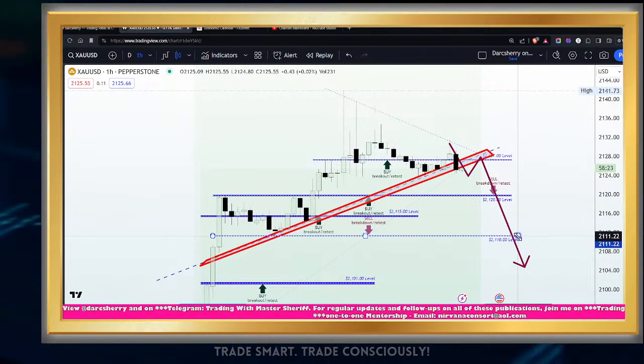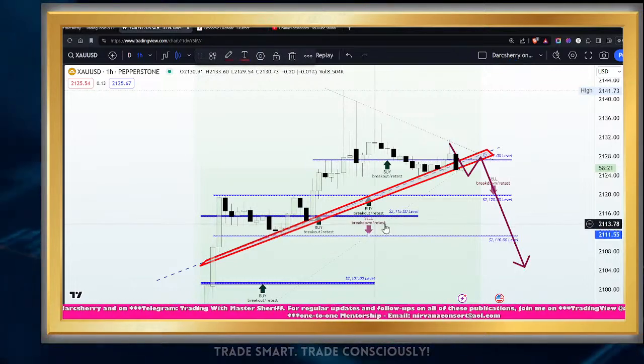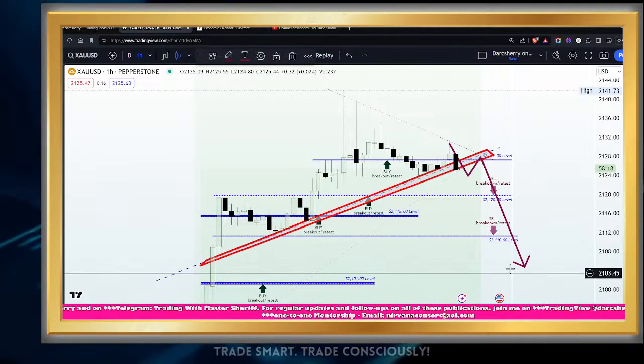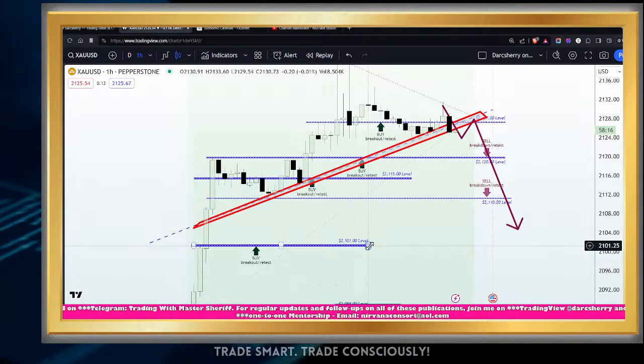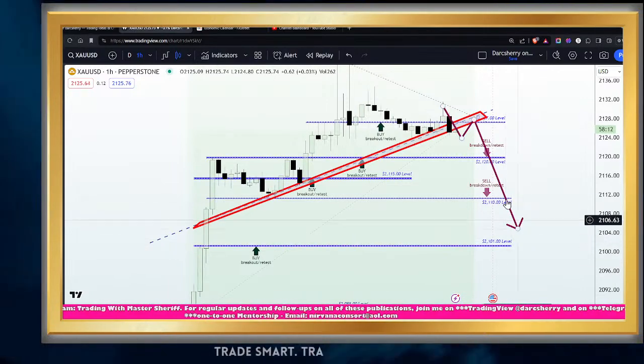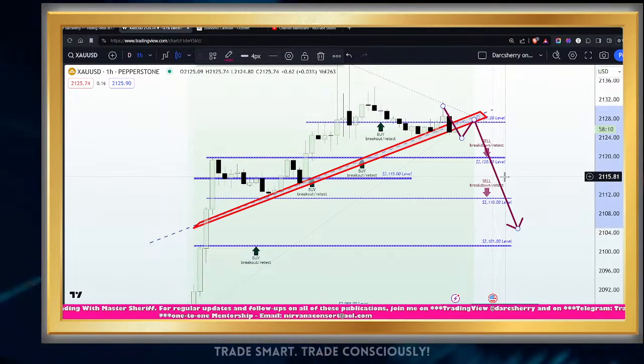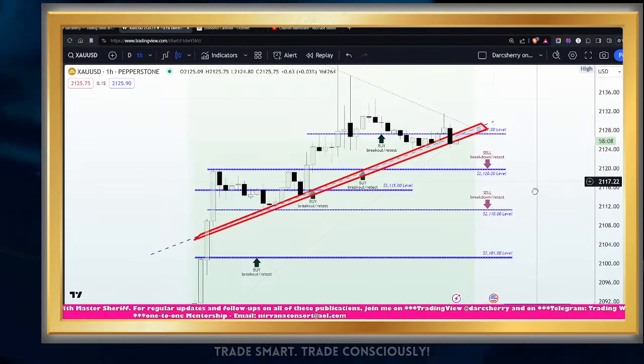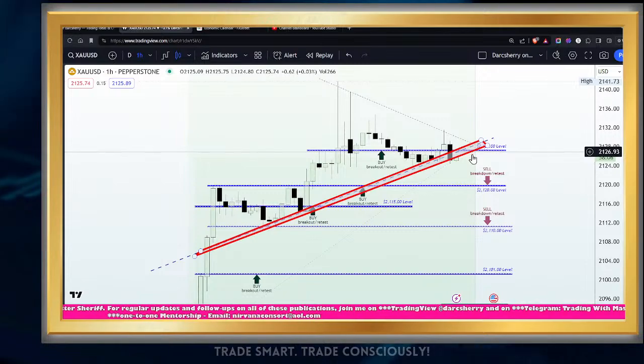So we have the 2110 area, another level to add more sell positions. We also have the 2101 too, and I will keep adding more positions as I continue to monitor price action and give you feedback on both my TradingView and Telegram platforms.